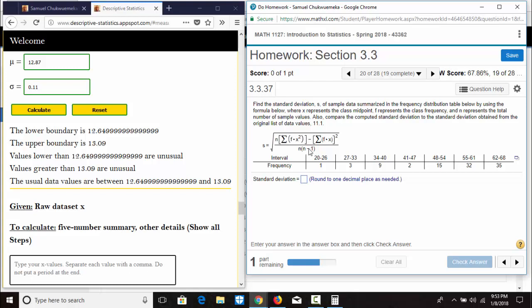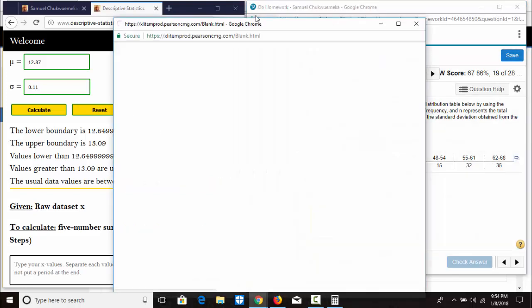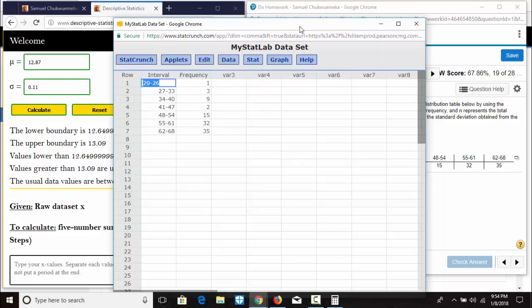So they say you should use this second formula where X represents the class midpoint, F represents the class frequency, and N represents the total number of sample values. Also, compare the computed standard deviation to the standard deviation obtained from the original list of data values, and that standard deviation is 11.1. So we'll first of all calculate it, and then we compare our result to 11.1. Okay, this is what you do, folks. Go here, click open in Statcrunch. We will use Statcrunch for this one.